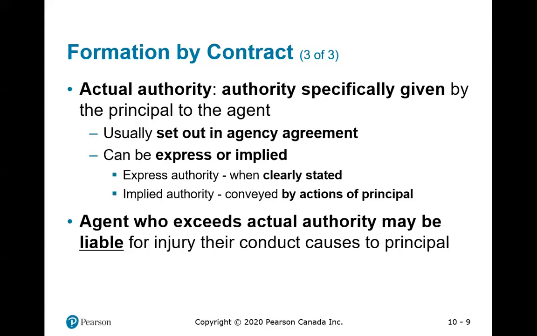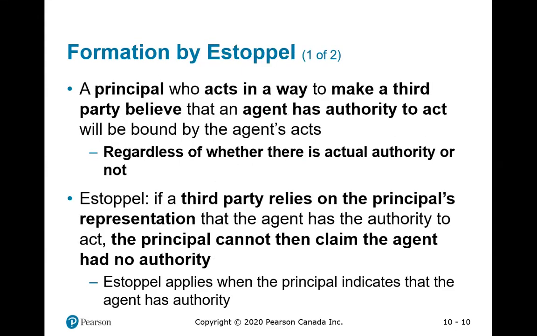Okay, so actual authority, as I said, could be expressed, could be implied, but it's clear, it's known, the authority. However, apparent authority gives rise to estoppel. So estoppel happens because of apparent authority. What is apparent authority? Apparent authority is the authority from the perspective of the third party, regardless if the agent has actual authority or not.